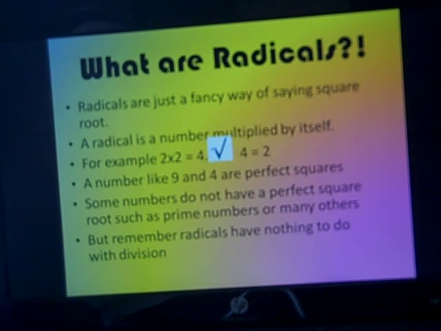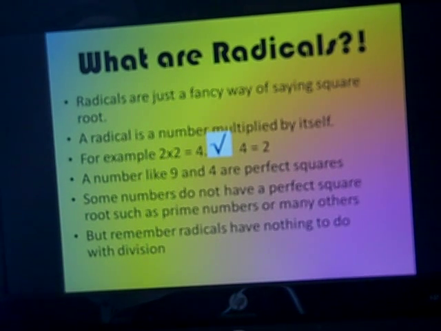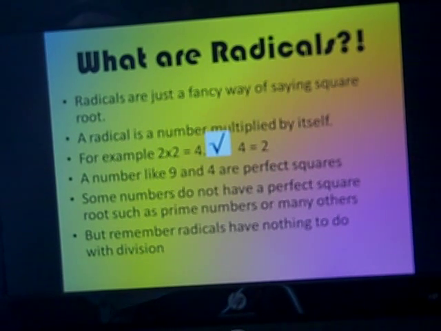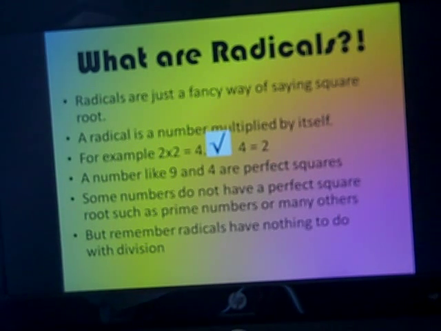What are radicals? Radicals are just a fancy way of saying square root. A radical is a number multiplied by itself. For example, 2 times 2 equals 4. The square root of 4 equals 2. Numbers like 9 and 4 are perfect squares. Some numbers do not have a perfect square root, such as prime numbers or many others. But remember, radicals have nothing to do with division.